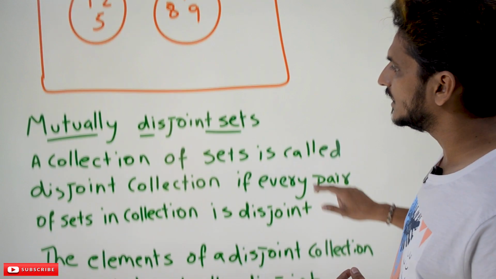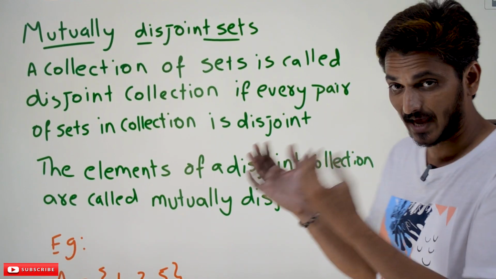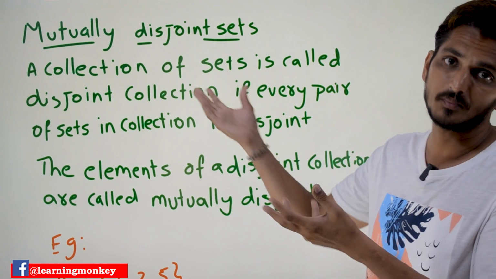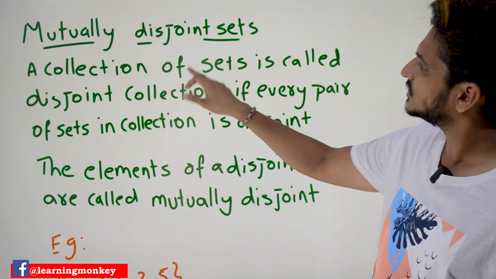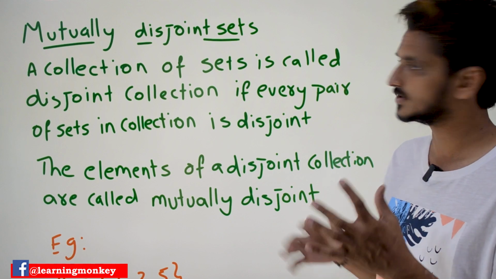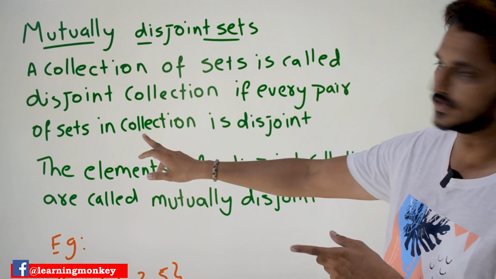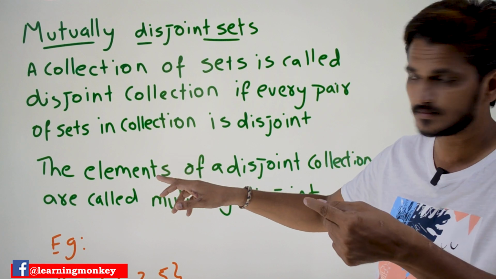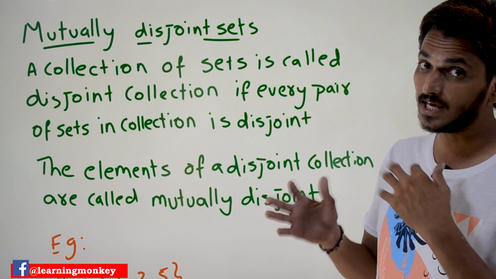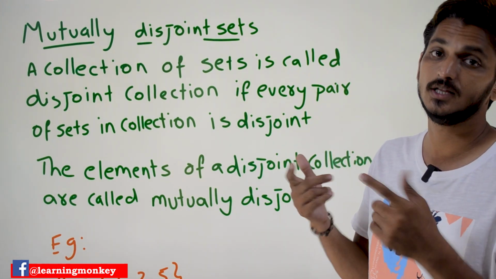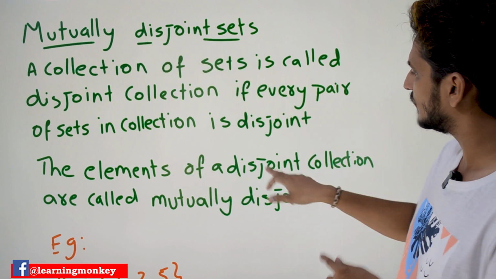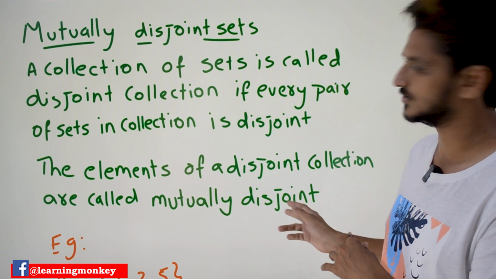Now coming to mutually disjoint sets. This is the extension of disjoint sets. Disjoint sets concern two sets, while this concerns n number of sets. A collection of sets is called a disjoint collection if every pair of sets in the collection is disjoint. You take any two sets in that collection, and they should be disjoint. Then we say they are mutually disjoint sets. The elements of a disjoint collection are called mutually disjoint elements.